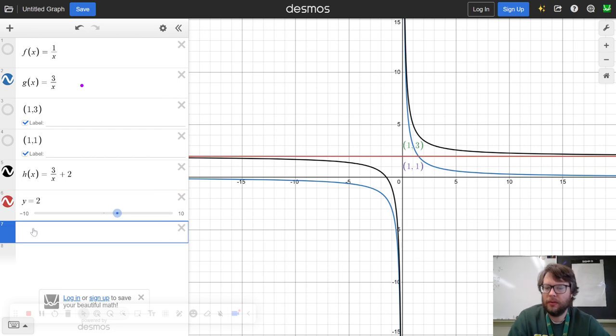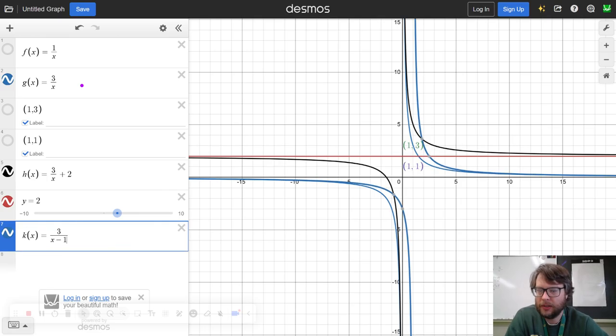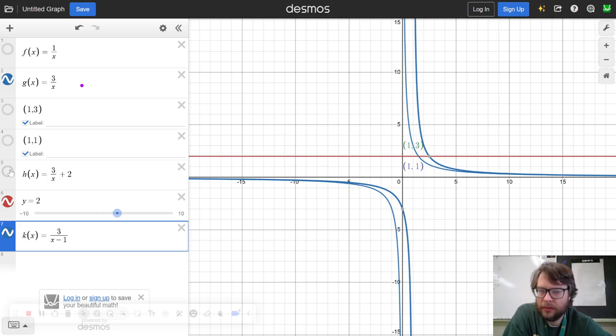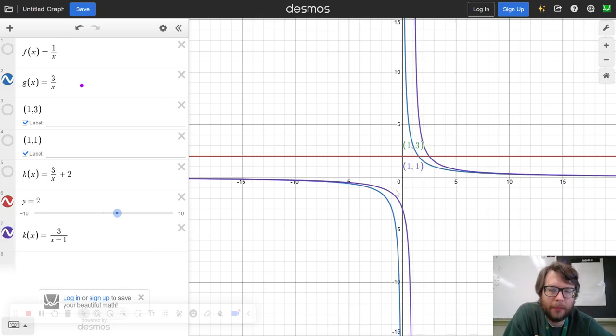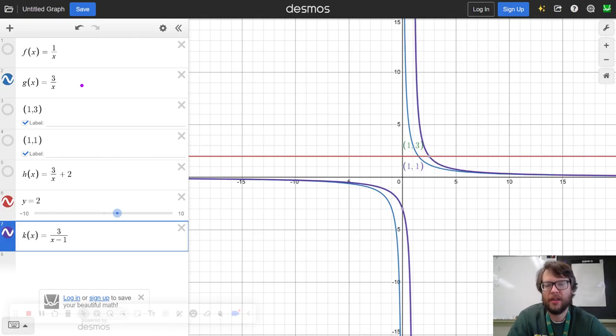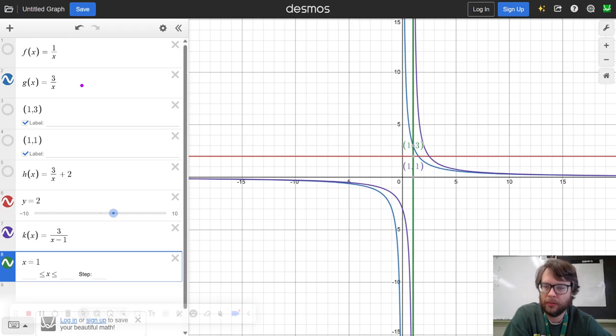You can even do things like this. Let's go 3 over x minus 1. Now, I'll turn off the black graph. You can see that this new graph, let's make you purple. My purple graph is now 1 step slid to the right of my blue graph. And instead of that vertical asymptote being at x equals 0, now my vertical asymptote is at x equals 1.